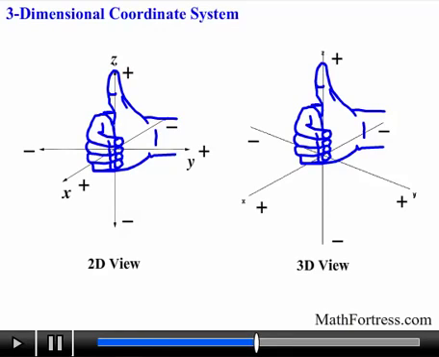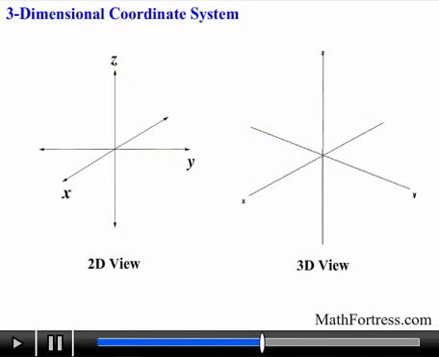If you curl the fingers of your right hand around the z-axis counterclockwise from the positive x-axis to the positive y-axis, then your thumb points towards the positive direction of the z-axis. In addition, the three coordinate axes also determine three coordinate planes.